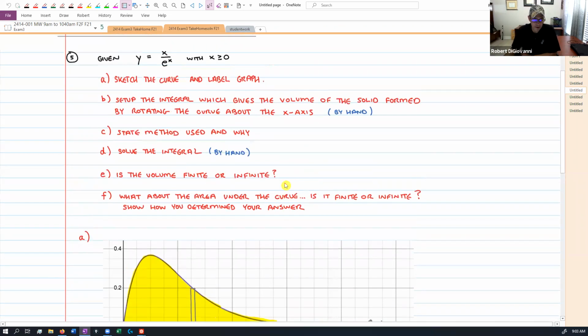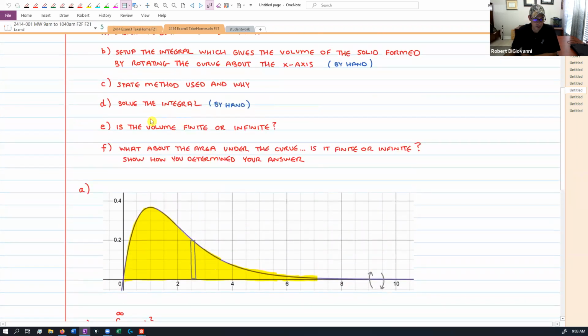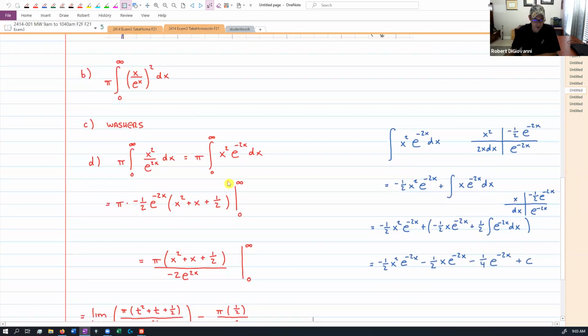Here's the graph. It's an infinite region. It goes forever, and you want to rotate around the x-axis. And I wanted it to be solved by hand, right? So you set up the integral. You're going to have a limit. It's going to go to infinity, which you're supposed to convert to a limit. I didn't, because it was just so I could get the answers here. But in the antiderivative, you had to do integration by parts twice.